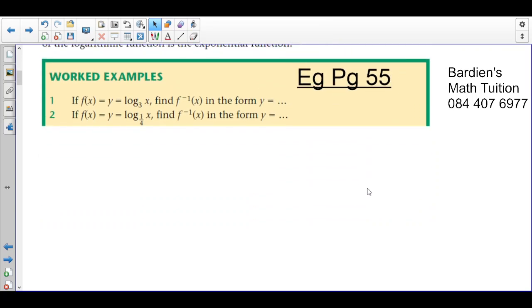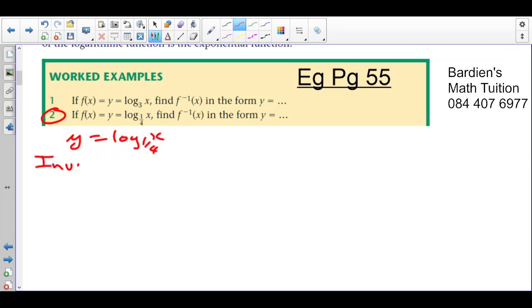So we did the first example and we got cut off in the second one. So we'll start again with the second one. We are given y is equal to log x base a quarter. So what do we do for the inverse function? The inverse, we interchange x and y. So x is equal to log y base a quarter.